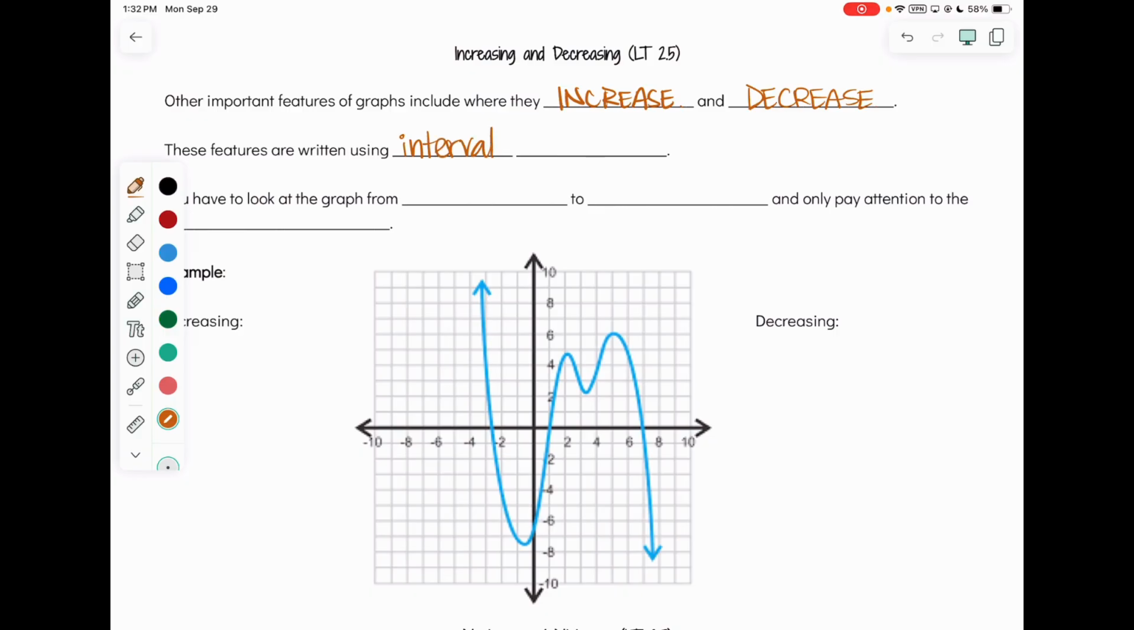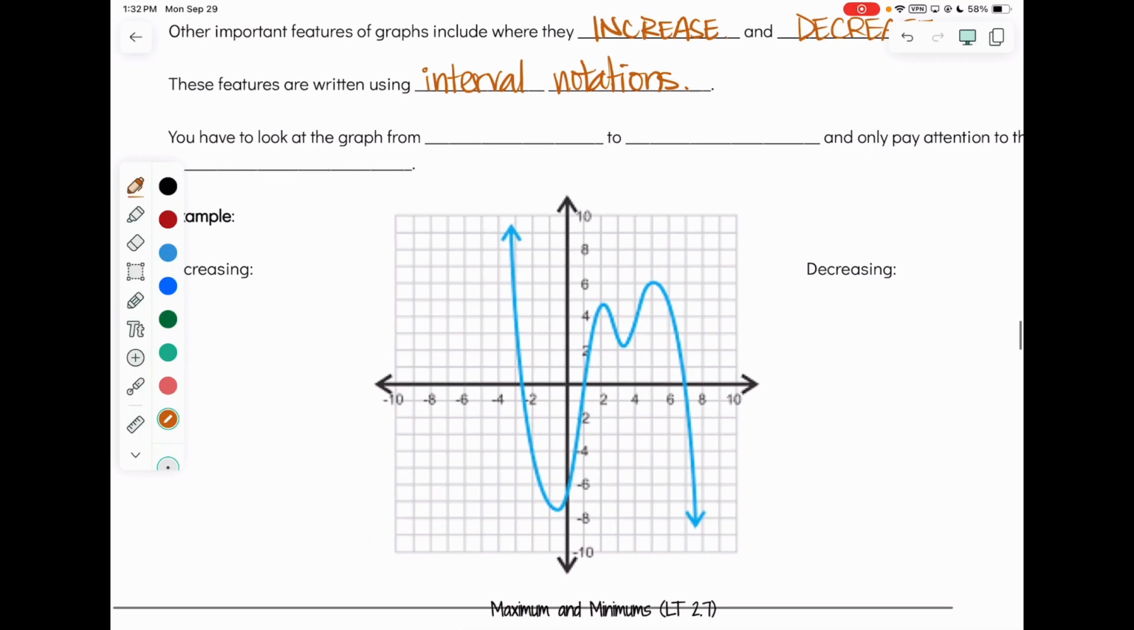Interval notation. This is a must. You have to look at the graph from left to right.